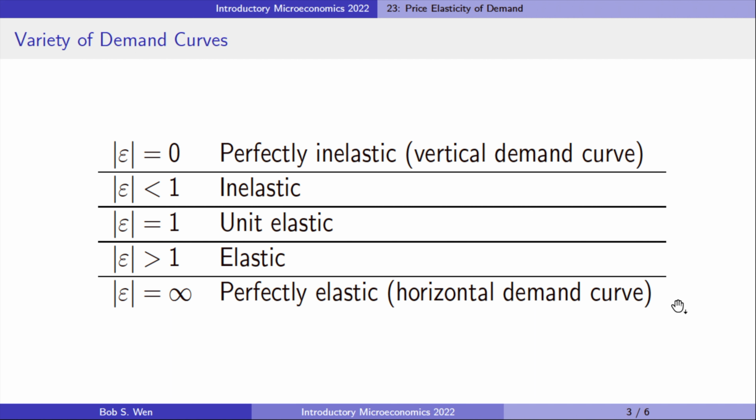Between these two extreme situations, there are 3 cases of the demand curves. If the elasticity is less than 1, the demand is inelastic, which means the quantity moves proportionately less than the price. If the elasticity is equal to 1, the percentage change in quantity equals the percentage change in price, and demand is said to have unit elasticity. If the elasticity is greater than 1, the demand is elastic, and the quantity moves proportionately more than the price.